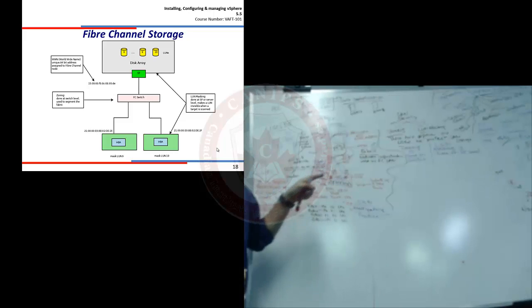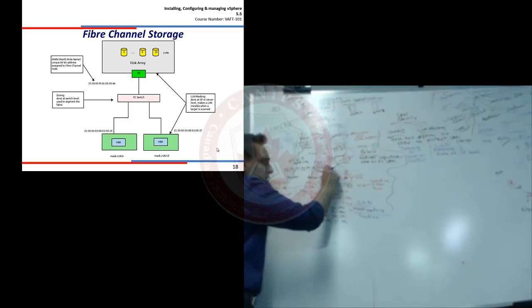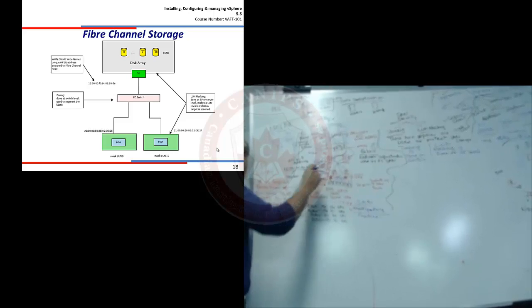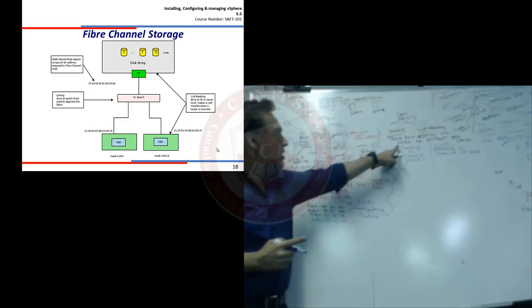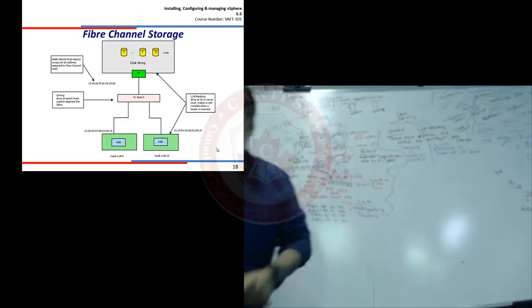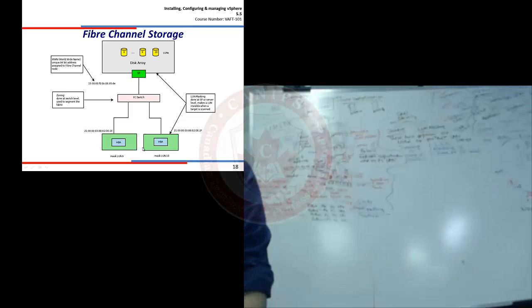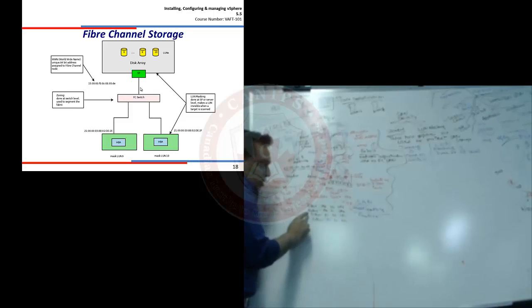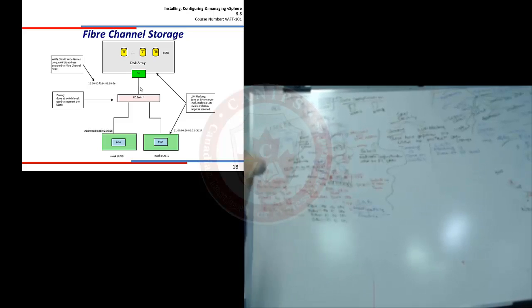In zoning, you put restrictions on the switch level. So zoning is done on the switch level, right here. You do zoning here, and say that this path is not available for everyone, but is only available for ESXi1, whereas the fourth path is available for ESXi2. I'm just giving you a simple example.